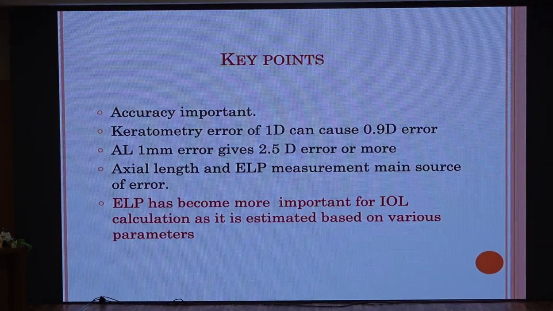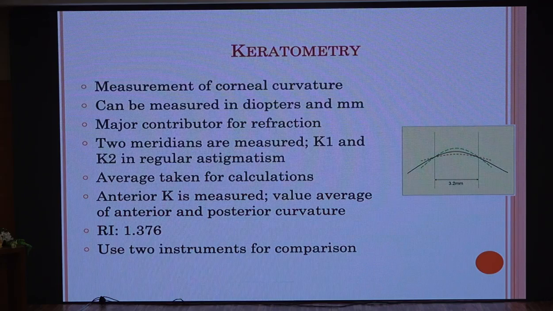Then axial length and ELP measurements, if we look at all the formulas, these are the main source of error. So we have to have maximum accuracy in the axial length and ELP measurements. We'll not go into details about keratometry because I hope it has been discussed in the morning session. So one can see that we can measure keratometry in diopters as well as millimeters. And the cornea we know is a major source of refraction, covering about 75% of the refraction. And always we get two readings if it's a regular astigmatism, K1 and K2 values.